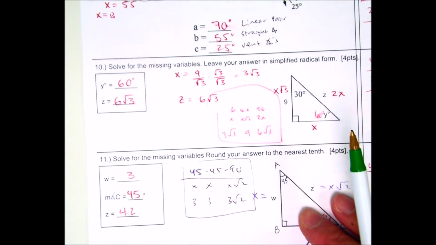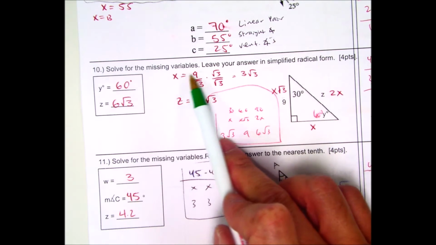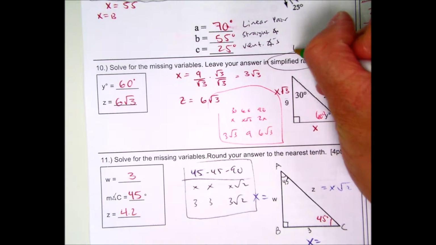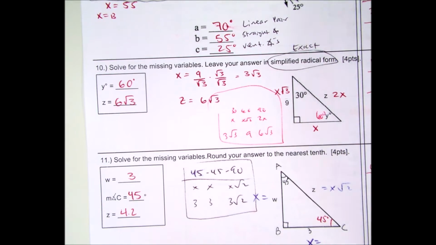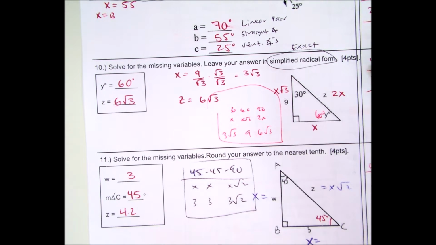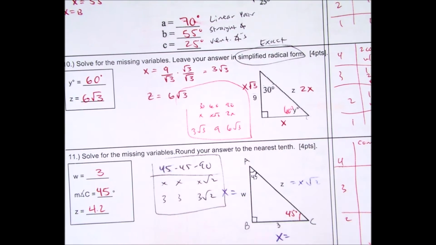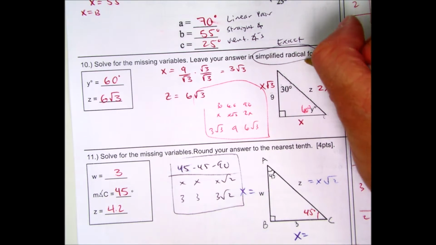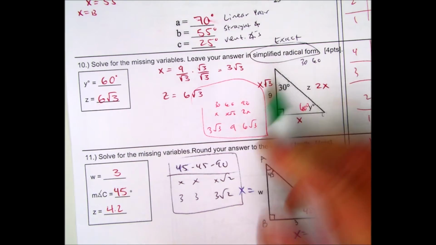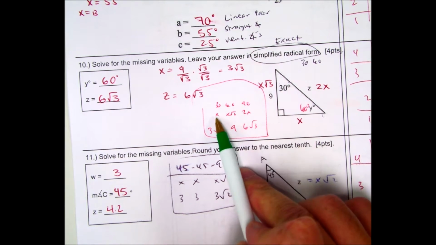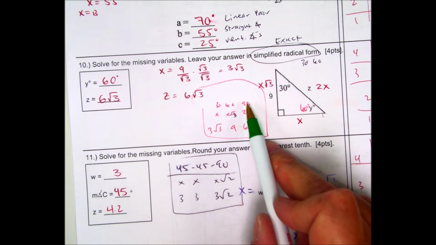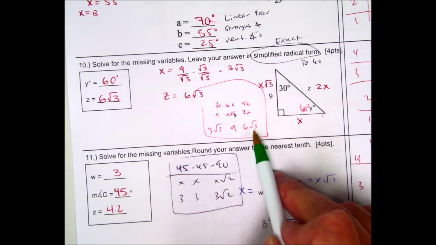Question number 10. Solve for the missing variables. Leave your answer in simplified radical form. Again, that means your exact answer. Here you have a 30, 60, 90. So if you wrote down your shortcut, remember 30, 60, 90, I wrote it here: you have x radical 3. That's a formula to write down. And across the 90 is 2x.